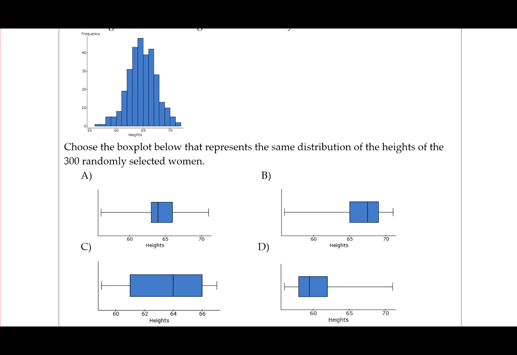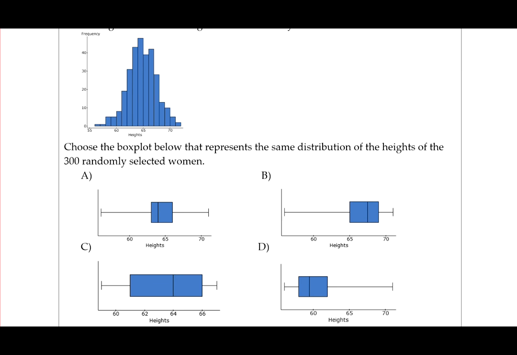Graph B is left skewed. You can see that the left side of the box is longer or wider than the right side of the box, and that line coming out of the box on the left side, sometimes called a whisker, is much longer than the line on the right side. This makes graph B left skewed. Graph D has a wider right side of the box than a left side, and a longer right whisker than a left whisker, which makes graph D right skewed. So we can eliminate those two as answers because they have a different shape than the histogram.